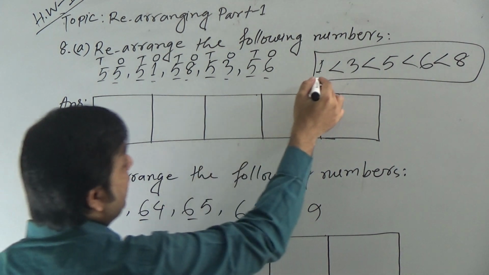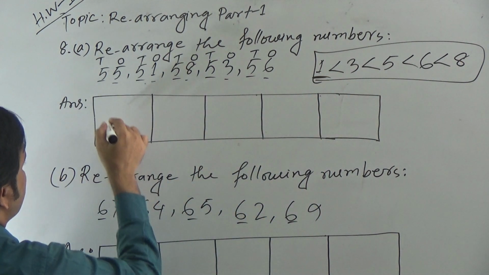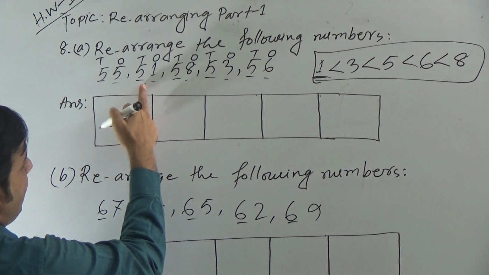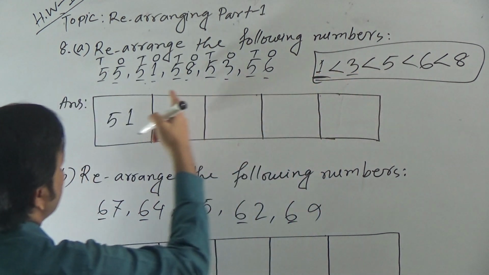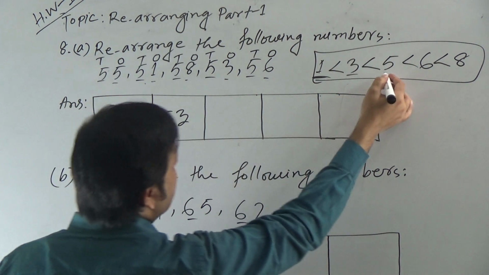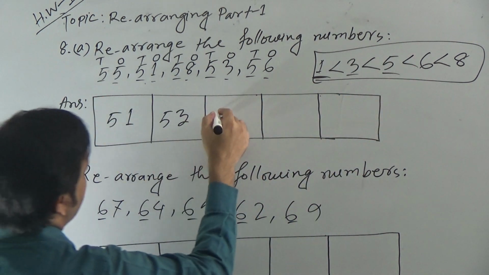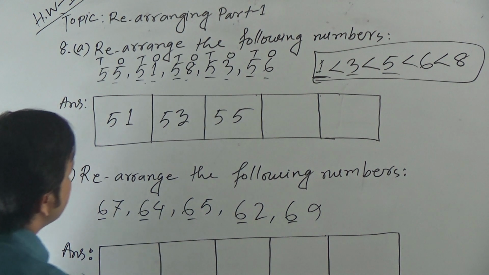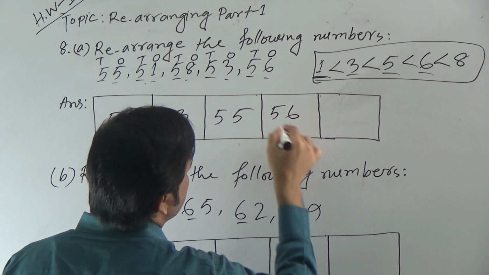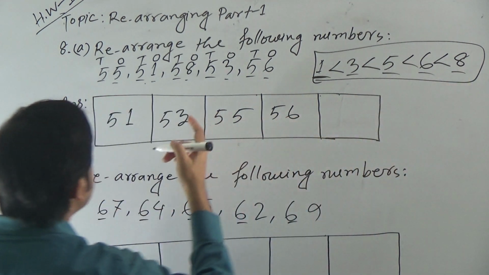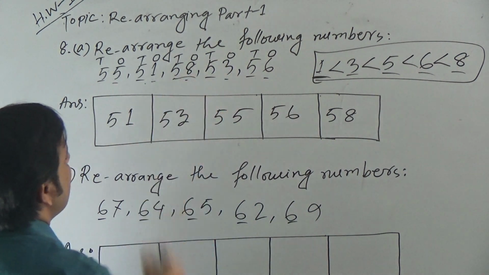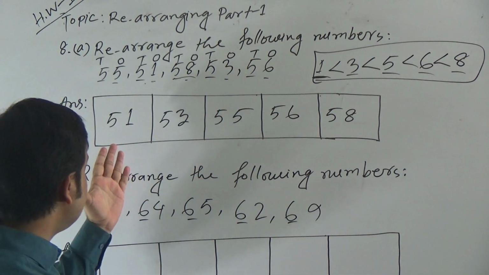So at first we write 1, which means 51. 1 is in the ones place, so 51, and 3 in the ones place gives 53. Then 5 in the ones place is 55. Then 6 in the ones place is 56. And 8 in the ones place is 58. Okay, dear students, I have arranged them.